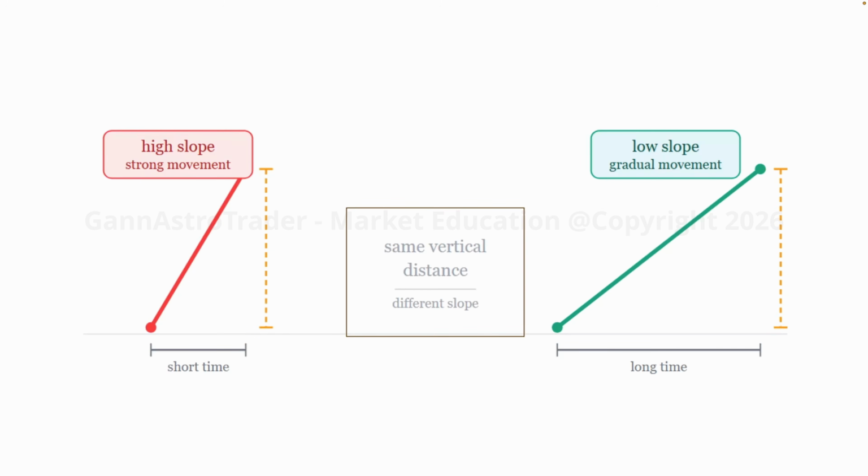Slope tells us the intensity of movement. A higher slope means a large change in a short duration. A lower slope means slower, more gradual progression. Even if two movements cover the same distance, their slopes can be completely different. This is what differentiates weak movement from strong movement.